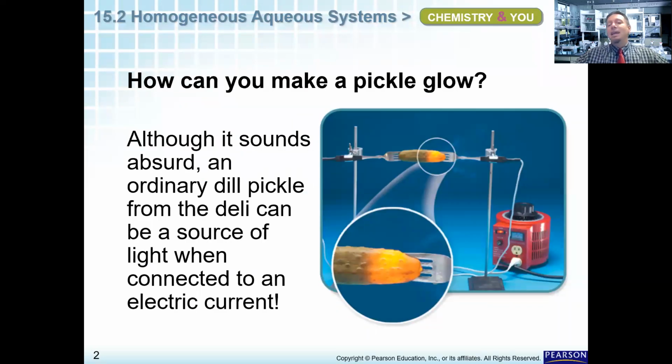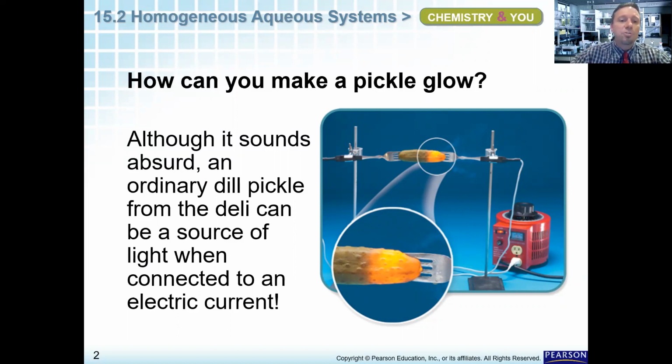How can you make a pickle glow? We're going to look at a pickle inside of a solution that has salt and brine and other things, spices and solutes that are dissolved in the solvent. And we're going to talk about those terms in this lesson.